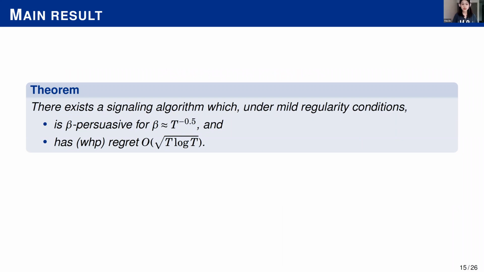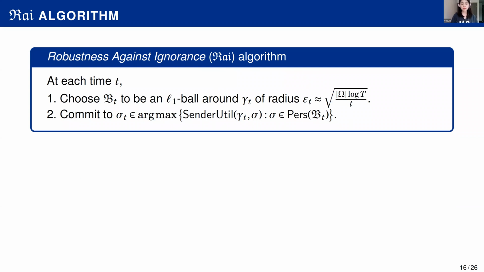Our main result is a theorem saying that there exists a signaling algorithm which under some regularity condition is beta persuasive and has the regret of the order square root T log T with high probability. Then let me present you our algorithm, robustness against ignorance. So this algorithm is basically saying that at each time, we choose a neighborhood to be an L1 ball around the empirical distribution with some radius. And then we commit to this signaling mechanism that is the optimizer of a robust problem. And I will explain details of what exactly this robust problem is.